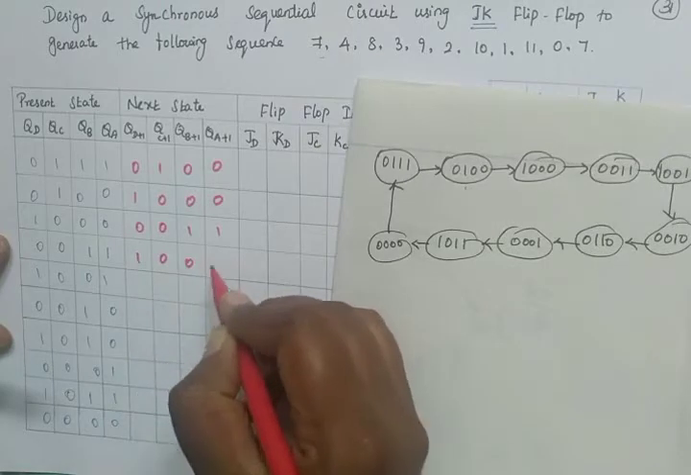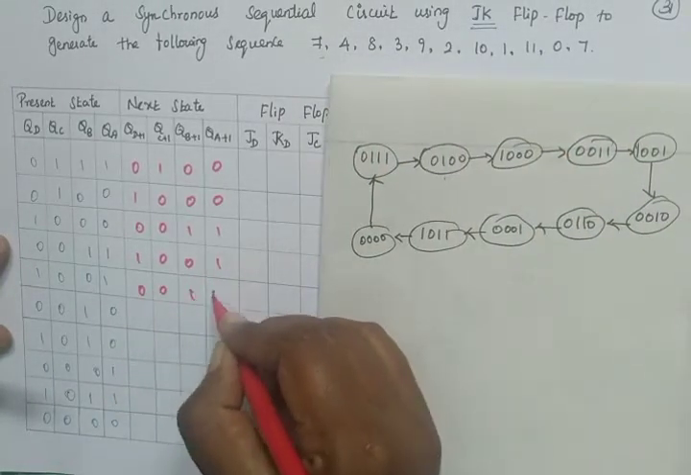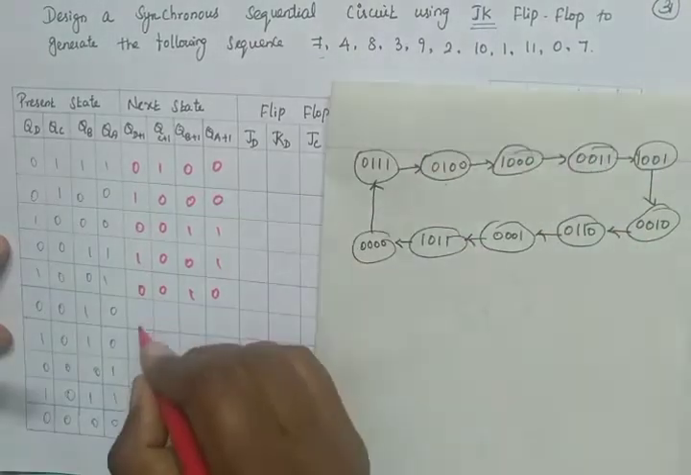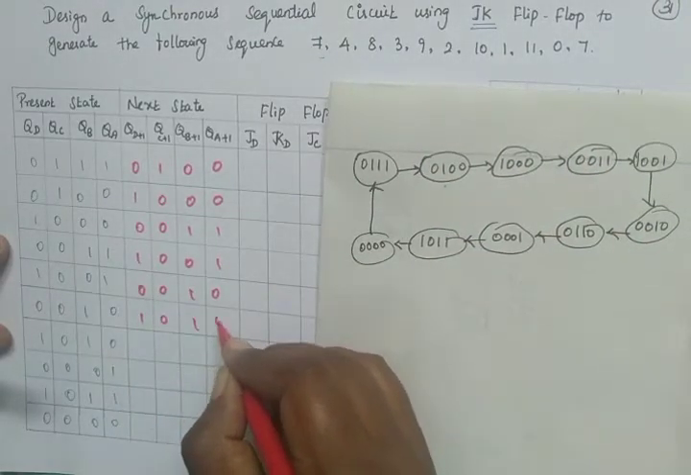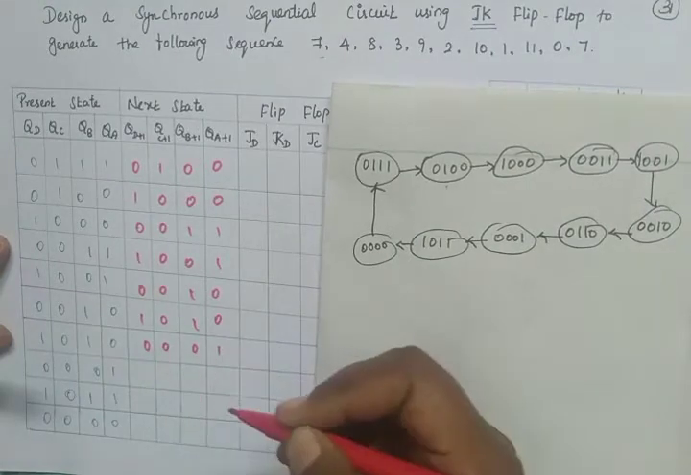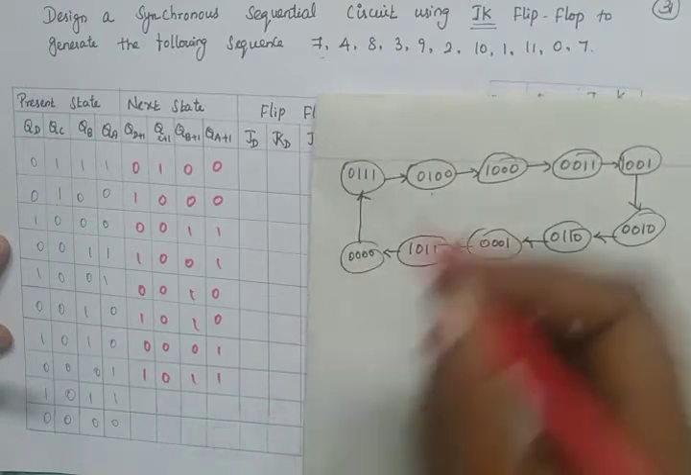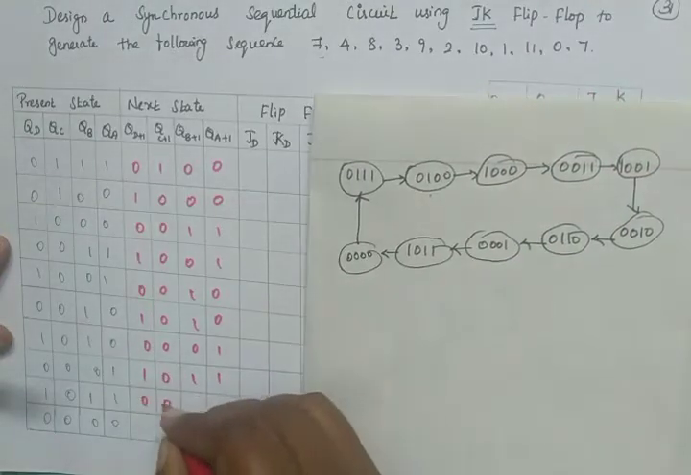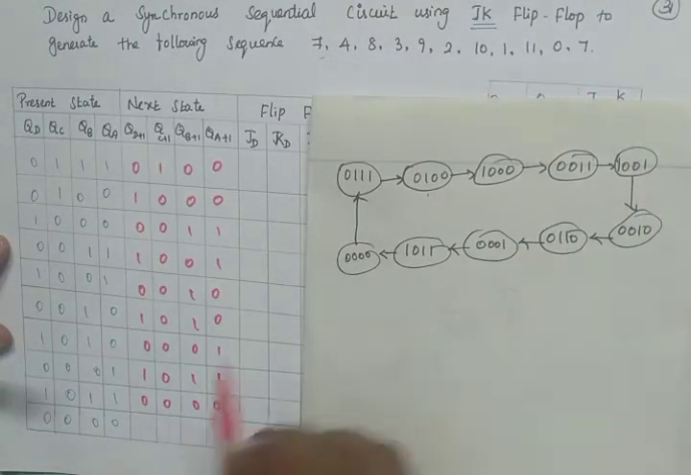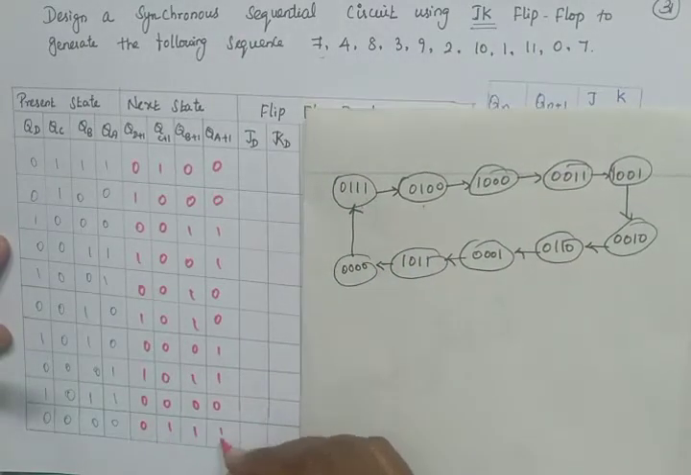1, 0, 0, 1. For 9, it is 2. For 2, it is 10. For 10, it is 1. For 1, it is 11. For 11, it is 0. And for 0, it is 7, so 0, 1, 1, 1.